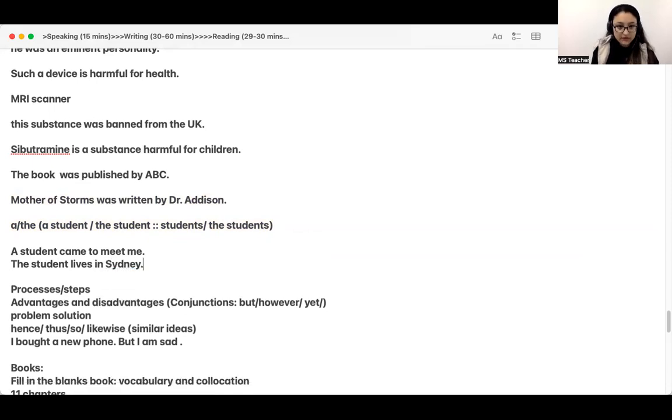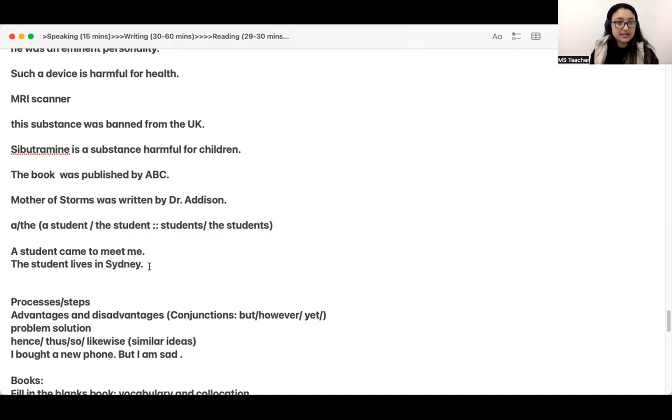Now if I take the sentence "the student lives in Sydney" as the first sentence, that will be wrong, because "the student" means a specific student, one particular student. Maybe somewhere else there's a name or more information given about this student, but I can't directly write "the student lives in Sydney." This can't be my first sentence. It has to come after some kind of general sentence.